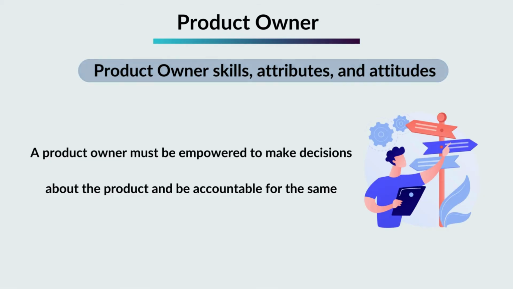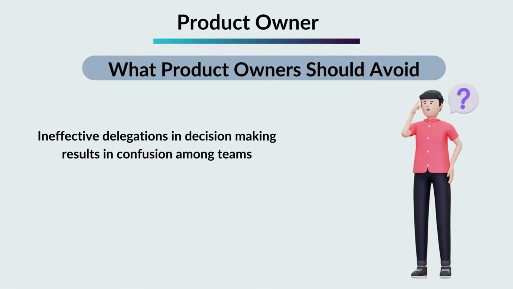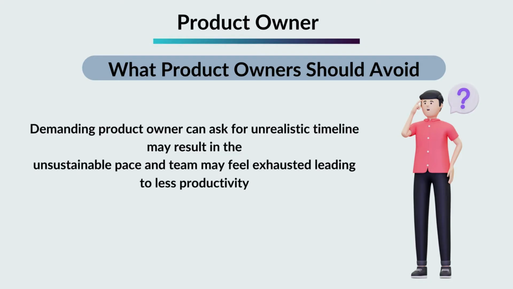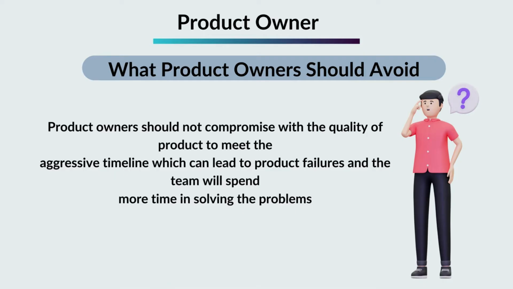What should Product Owners avoid? Ineffective delegation in decision-making results in confusion among teams. A demanding Product Owner who asks for unrealistic timelines may cause an unsustainable pace, and the team may feel exhausted, leading to less productivity. Product Owners should not compromise on the quality of the product to meet an aggressive timeline, which can lead to product failures, and the team will spend more time solving the problems.